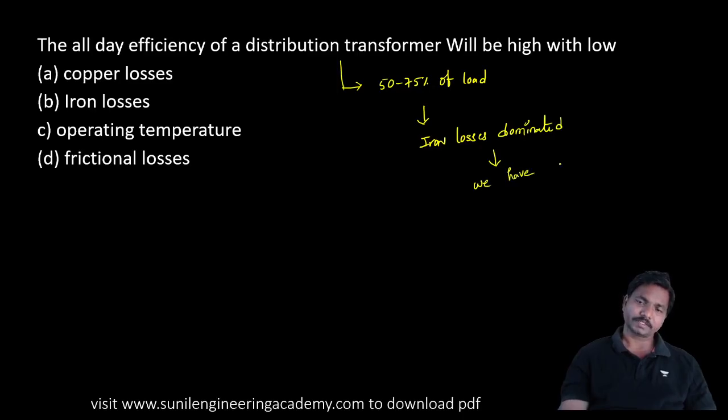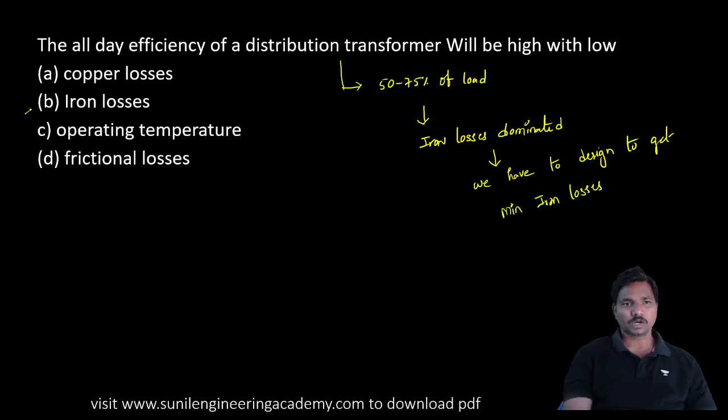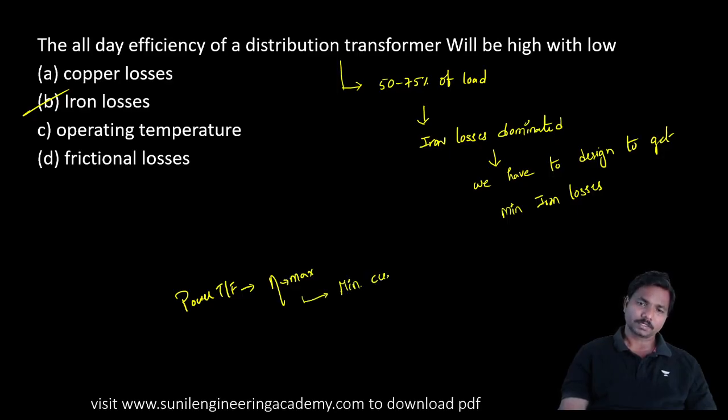I have already given this in the previous session. To get minimum iron losses, with low iron losses only can we get the maximum efficiency. In case of a power transformer, efficiency is maximum whenever there is minimum copper loss. How to minimize the copper loss.